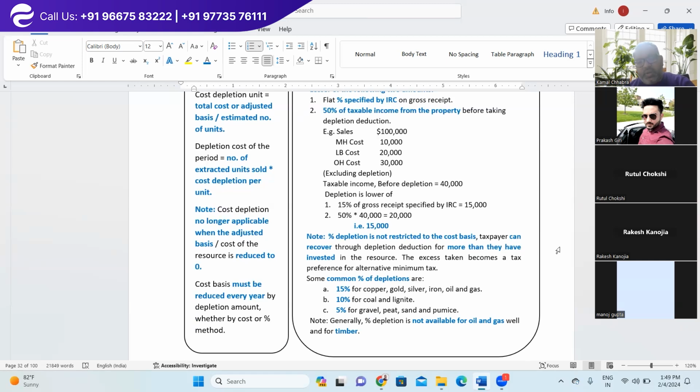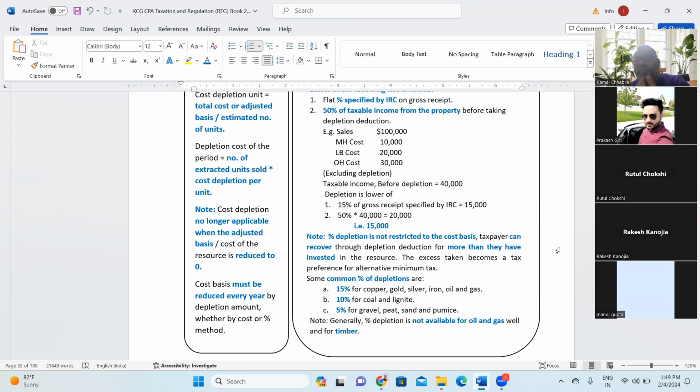Percentage depletion is not restricted to the cost basis. Here is the key difference. Even though by using the percentage depletion method your entire cost is recovered, you can still charge depletion after that. Whereas in the cost depletion method, the maximum you can charge is up to the cost of the respective asset. In the percentage depletion method, there is no restriction.